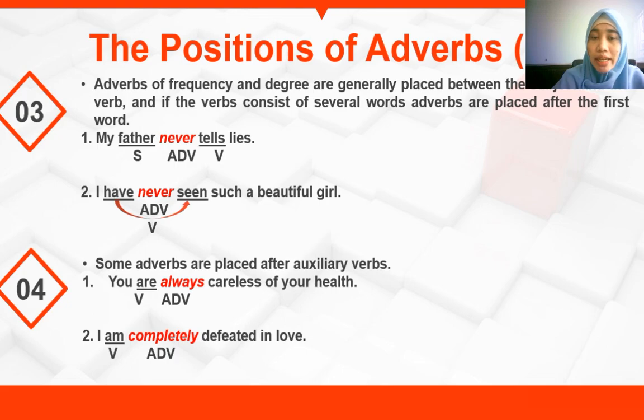In example 2, I have never seen such a beautiful girl. So never here is an adverb of frequency, and it is placed between have and seen. Why? Because the verb consists of 2 words. So if the verb consists of 2 words, then it is placed after the first word, which is have. But when the verb is only 1 word, it is usually placed between the subject and the verb.